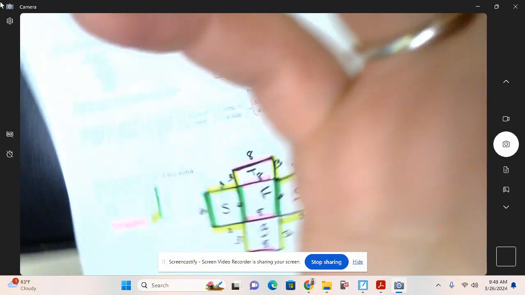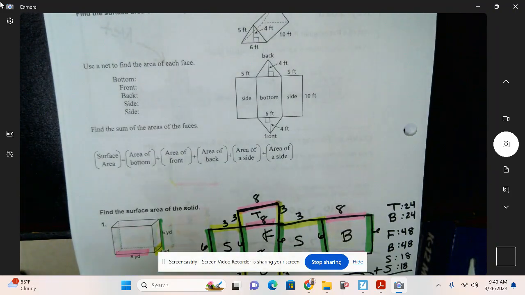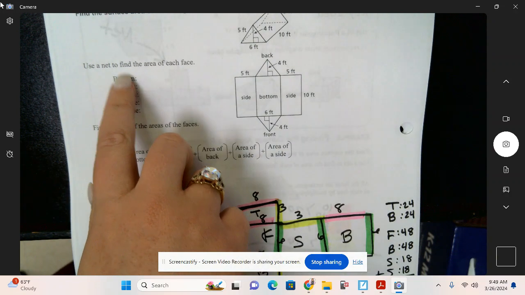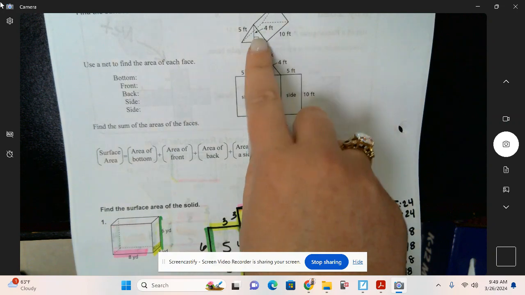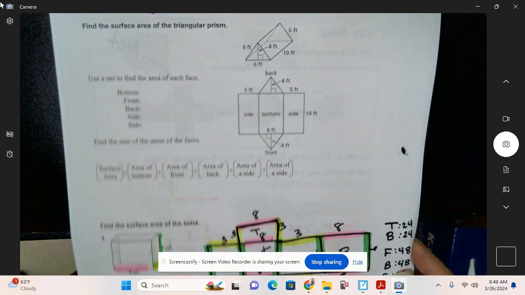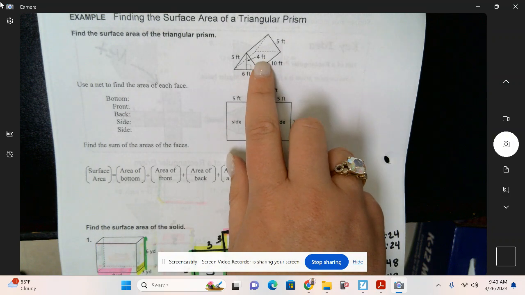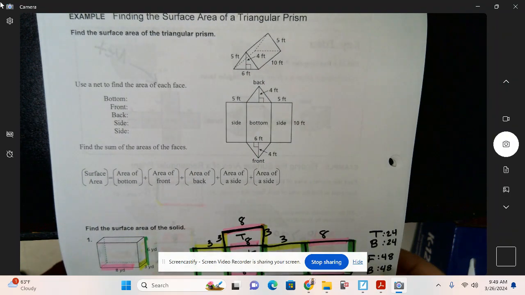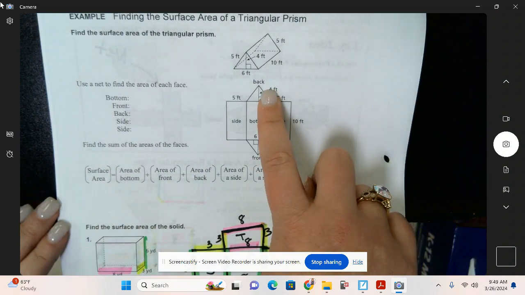There's no top in this one. All right, so there's no top. It follows the same pattern, but instead of there being a top, there's just a bottom right here. Because if you look at your shape, it's just got a bottom. There's no top. Okay? So you've got a bottom, 2 sides, and a front and a back.